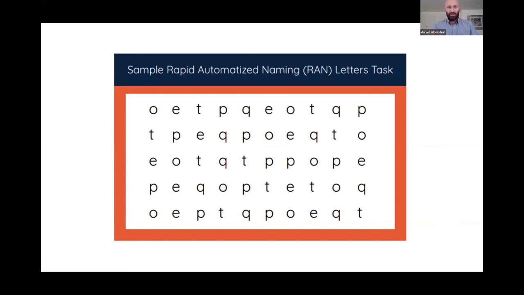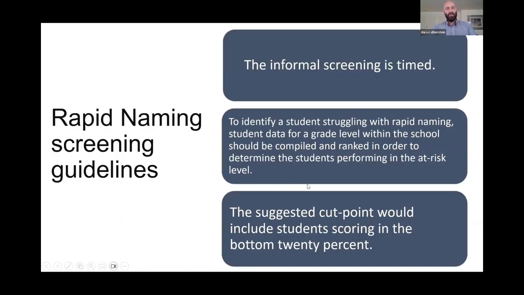O, E, T, P, Q, E, O, T, P, Q, P. And then you time them. So again, time task, figure out what your cut point is, or like I would just take your bottom 10% or whatever it is and be like, okay, what are we going to do for these kids? They're not making the associations. And one of the things there too is oftentimes, students with rapid naming deficits may have challenges within their orthographic processing if they're not able to recall those letter patterns or letters or colors, numbers as quickly as they can.